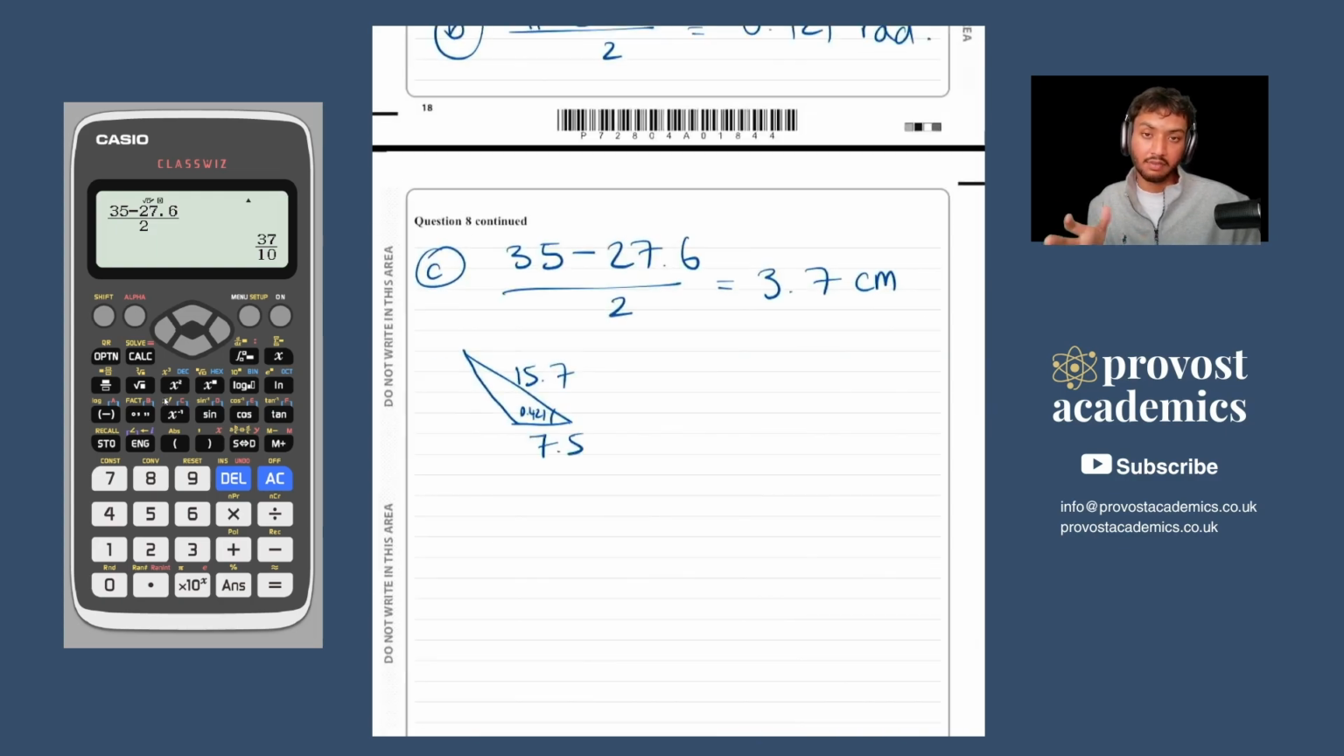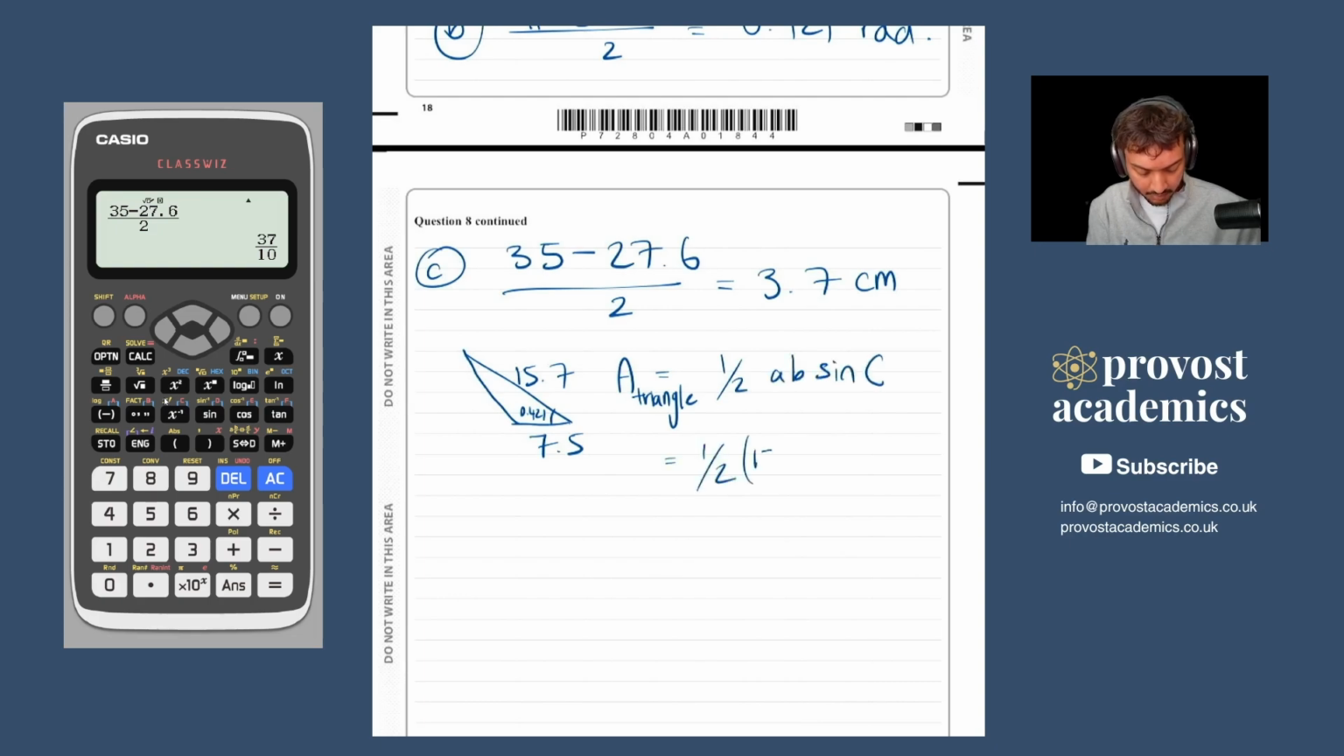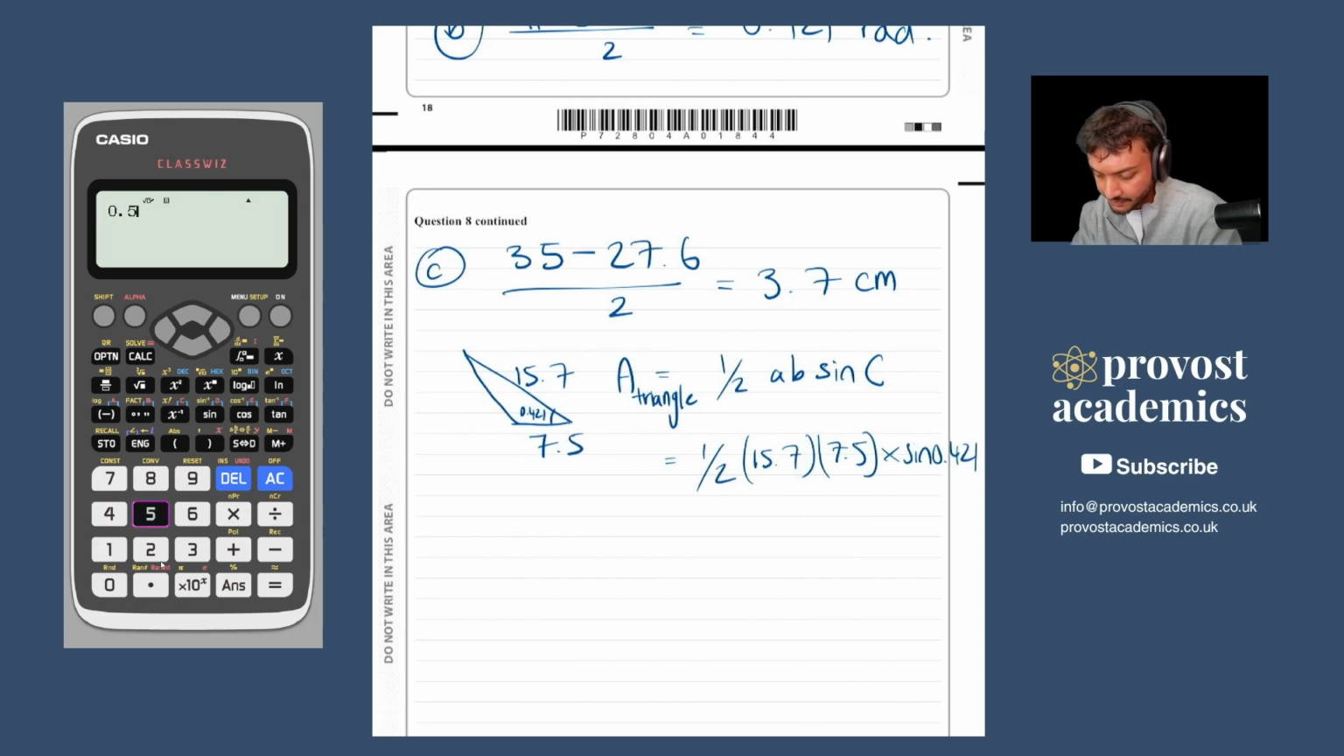There you go. So now we can use the formula for the area of a triangle. So area of the triangle would be half ab sin C. In this case, that's half of 15.7, 7.5 times sine of 0.421. So let's sub in everything. I want to quickly go to radians just to make sure I'm on radians. Okay, so I'm looking for 0.5 times 15.7 times 7.5 times sine of 0.421.